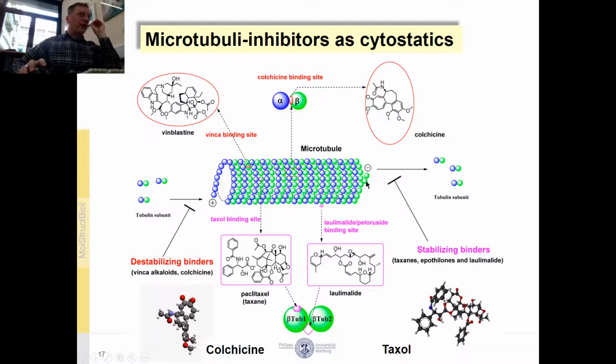Because what will happen then? When you stabilize the microtubule, you will consume all the alpha-beta heterodimers which are in solution. Everything will then be polymerized and no reaction will occur anymore. There will also be no cell division reaction because there is no dynamics apparent anymore. So there are a lot of different compounds that have been synthesized and developed by medicinal chemistry against this process.